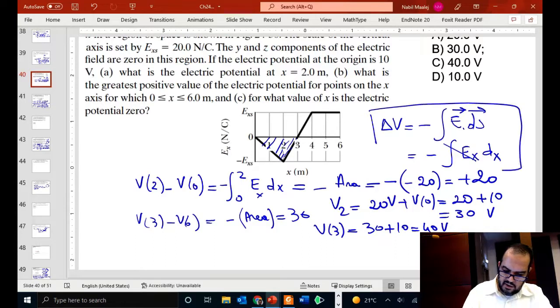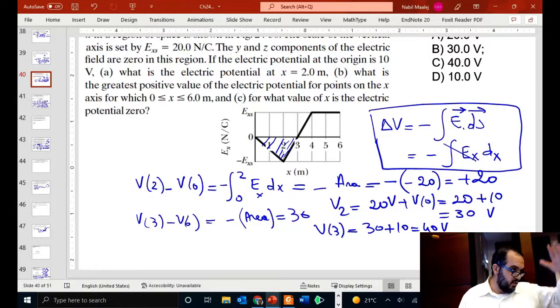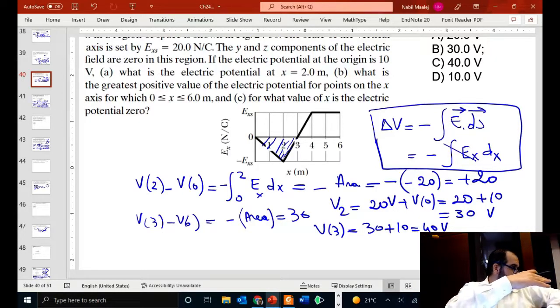So I can do it for any point by using this definition. Basically, we are using this definition, and here we are using the fact that the integral is the area under the curve. You just have to be careful. The area under the curve, if the curve is above the zero axis, it's positive area. If it's under the axis, it's a negative area.